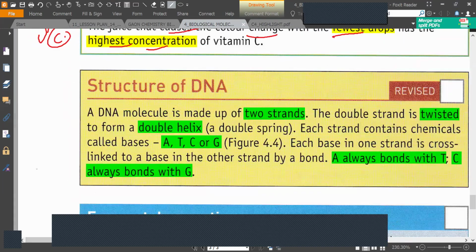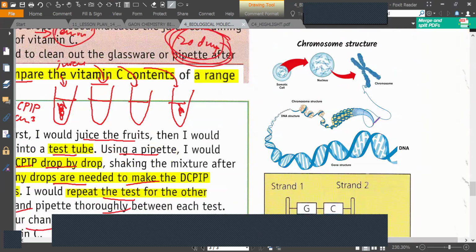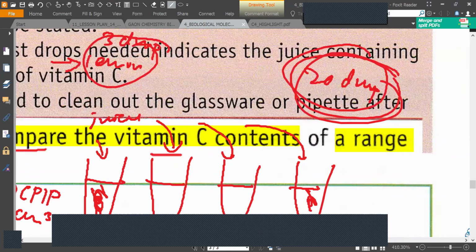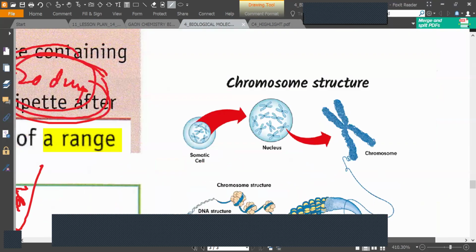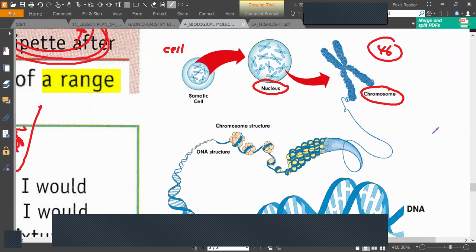So the DNA molecule, where does it come from? It comes from the cell. Inside the cell, we have the nucleus, and inside the nucleus, we have the chromosomes. In each human cell, we have 46 chromosomes.